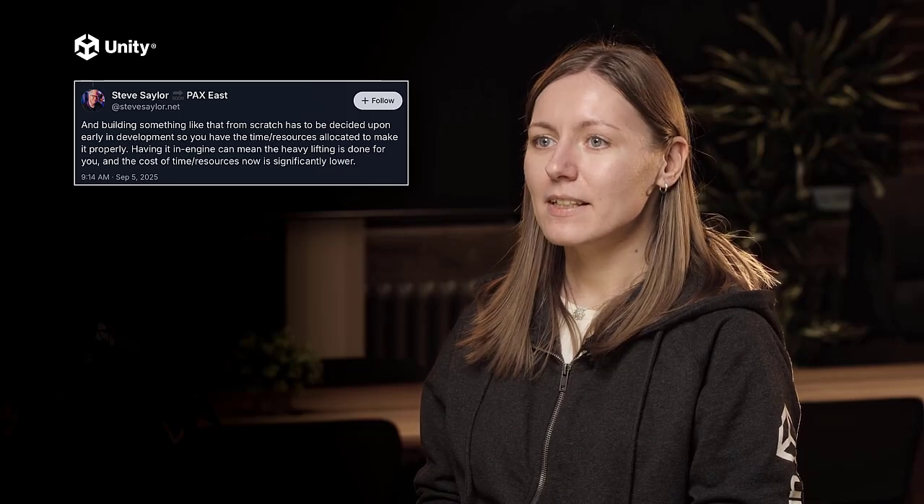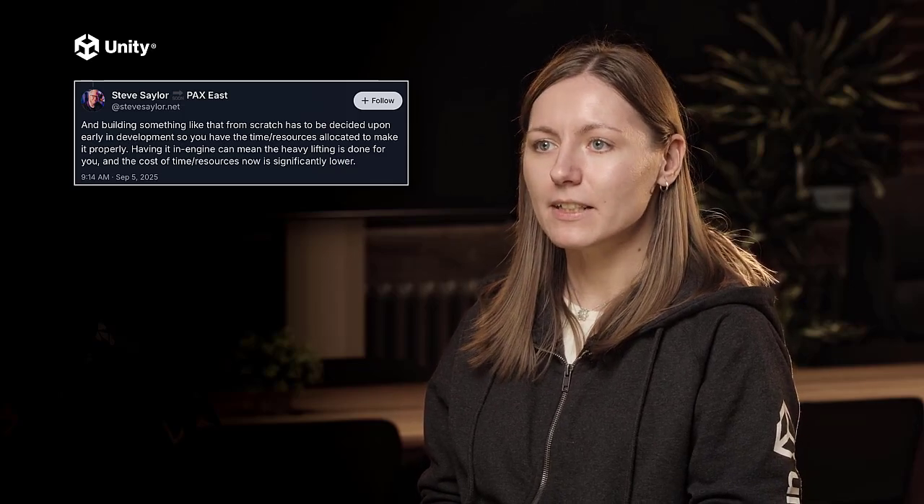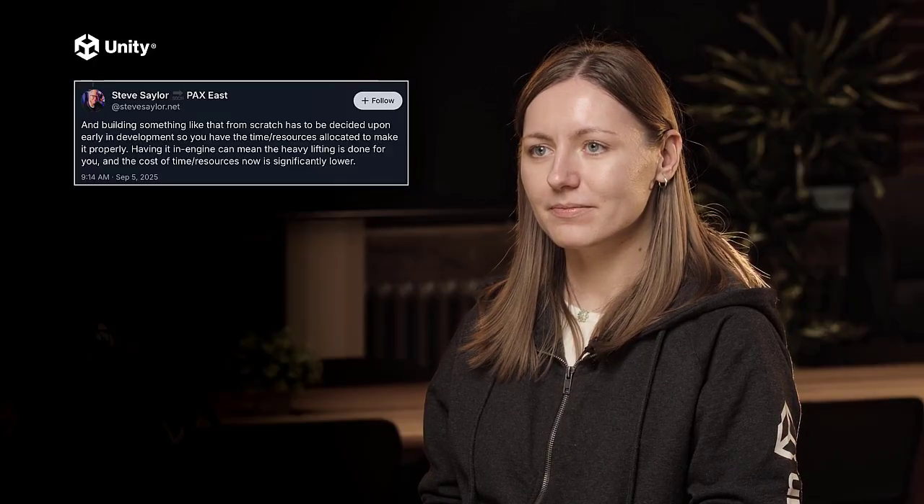Steve Saylor put it best. In his words, building something like that from scratch has to be decided upon early in development, so you have the time and resources allocated to make it properly. Having it in engine can mean the heavy lifting is done for you, and the cost of time and resources now is significantly lower. Well said, Steve.